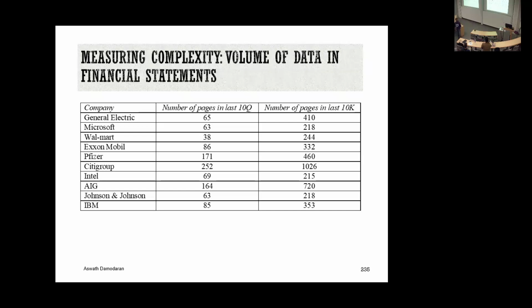1,026 pages to tell me what? This isn't War and Peace. This is how many pages it took them to tell me what happened last year. It takes 1,000 pages to tell me what happened last year. You're one heck of a screwed up company.